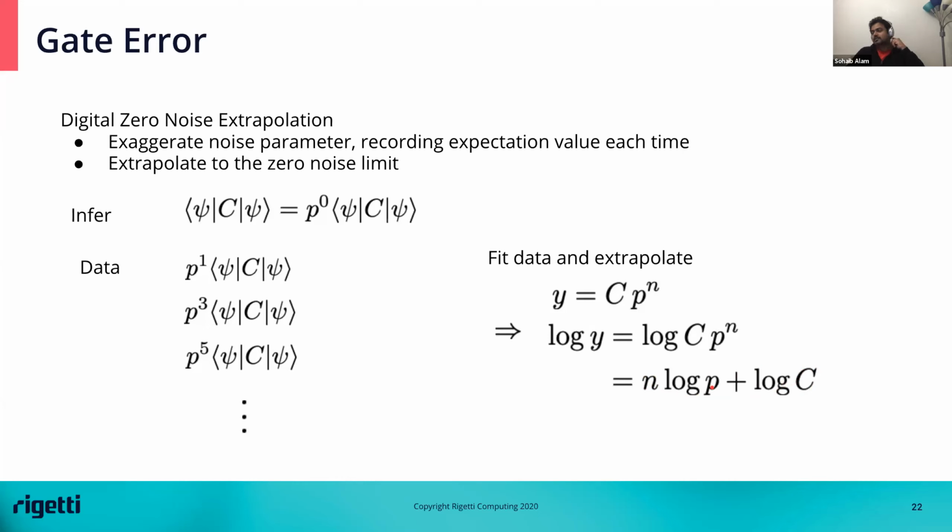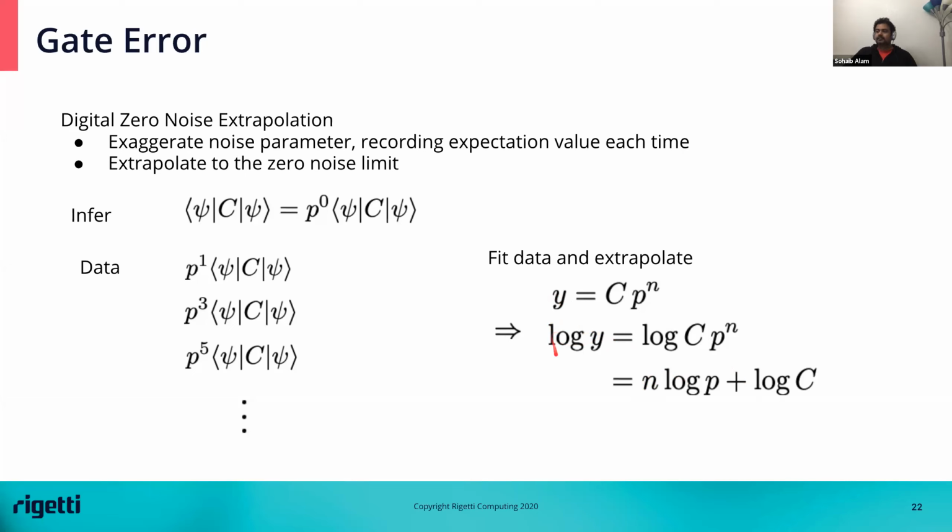Because p is a probability, log of p will typically be some negative number, and of course n takes integer values like 1, 3, 5, etc. So this will be sort of like a downward sloping straight line graph, hopefully. And then the idea is that you are controlling what n is, and you will experimentally determine what y is.